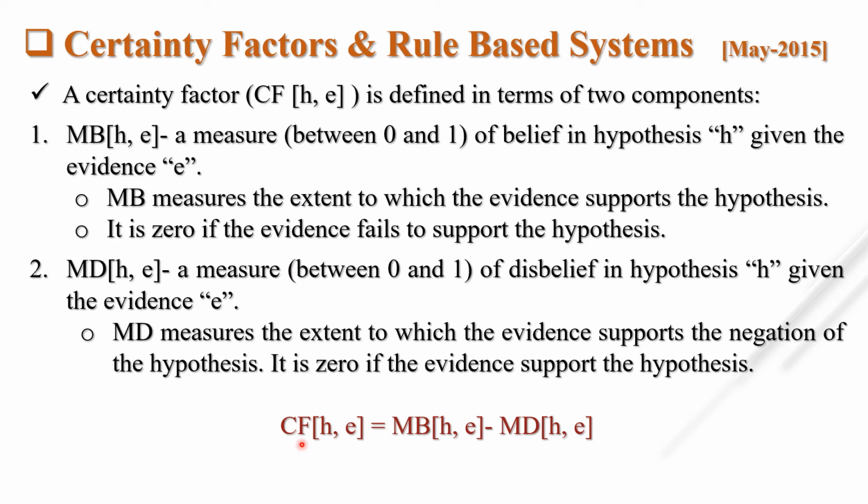So this is the formula, that is certainty factor of hypothesis with respect to a particular event: the measure of belief of the hypothesis given this particular event minus the measure of disbelief of the hypothesis given this particular event. So you have to write this in the examination also. Okay, this is most important.